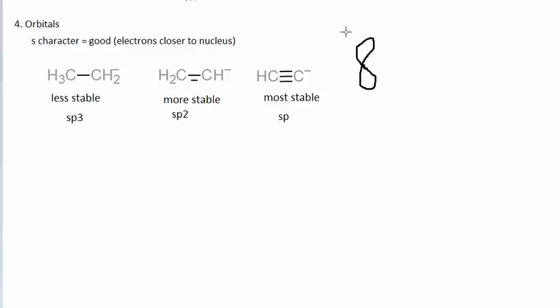So if you have more s character, those electrons are allowed closer to the nucleus, which has that positive charge that could balance out that negative charge. So remember, sp3 has 75% p character and 25% s character. So those are large orbitals with a lot of electron density found away from the nucleus. That's not so stable. But over here with sp, that's 50% p character, 50% s character. It allows those electrons to get much, much closer to the nucleus, which stabilizes this negative charge.